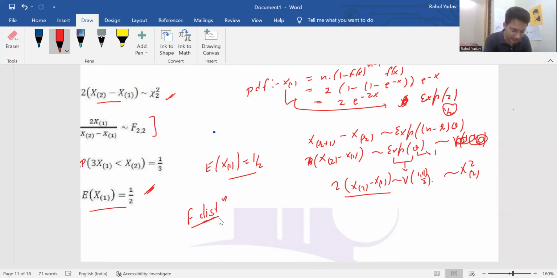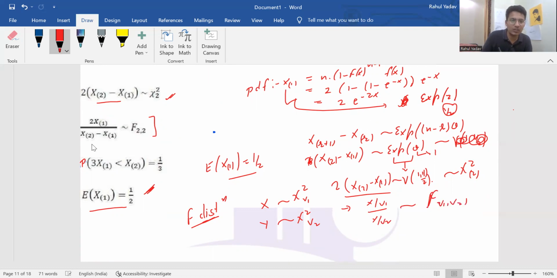Okay, so how do we construct the F distribution? Assume that you have some X and some Y. This is about the construction of the F distribution. If X has a chi-square distribution with v1 degrees of freedom, and Y has a chi-square distribution with v2 degrees of freedom, then if I take the ratio (X divided by v1) divided by (Y divided by v2), that is my F distribution with parameters v1, v2.